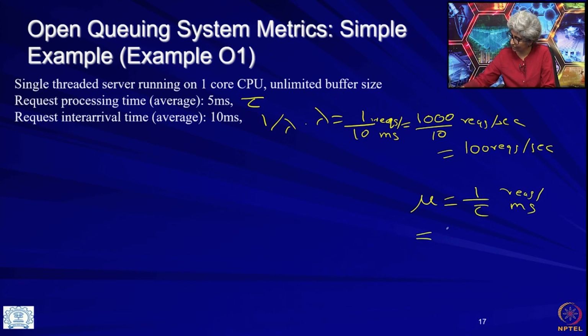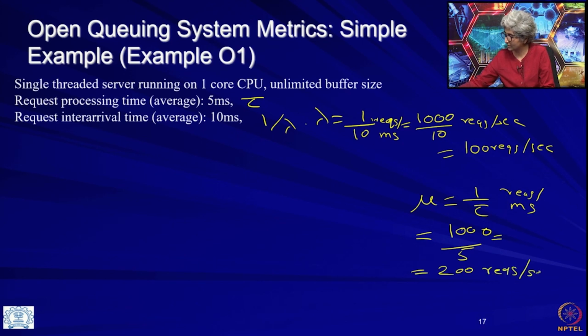So, if I want to convert it to seconds, I should just do 1000 by 5, this is 200 milliseconds, 200 requests per second. Okay. So, we have our lambda which is 100 requests per second, we have mu which is 200 requests per second, and now we can just apply whatever we saw in the previous slides, right.